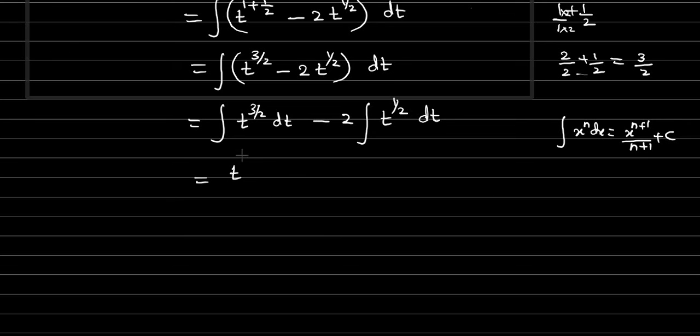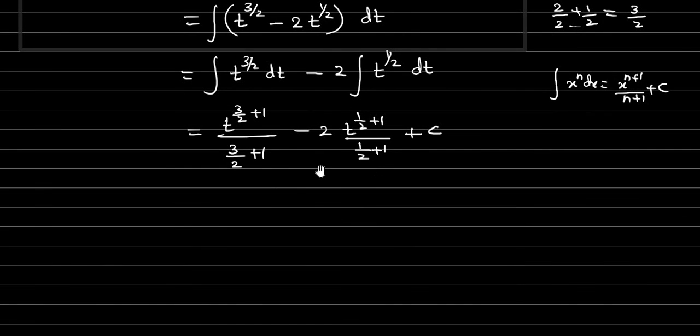So here, whatever you have for the power, add plus 1 to that, and the same power we have to repeat for the denominator. Minus 2 t power 1 by 2 plus 1, over 1 by 2 plus 1. So throughout the above step, no integration is done. So we can put plus c now. But we should not leave it as it is. We need to simplify this further.